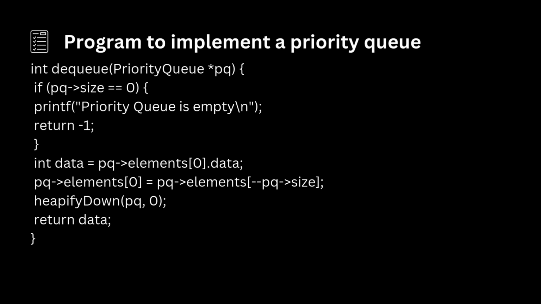Now write the code for the peek function. This function takes a pointer to a priority queue structure as an argument and returns an integer. The function first checks if the priority queue is empty by examining the size attribute of the priority queue structure, that is PQ size. If PQ size is 0, it means the queue is empty. In this case, the function prints a message, priority queue is empty.